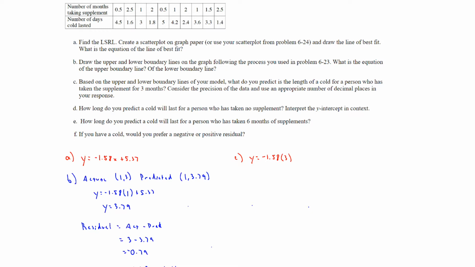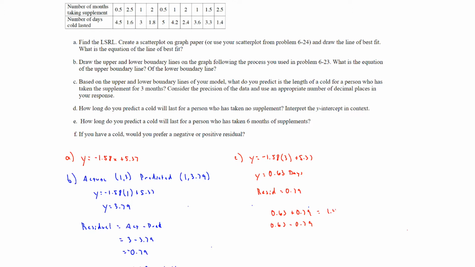So I'm going to plug in 3 for x into our least squares regression line, calculate what that is, and I get 0.63. So that's the number of days if we're predicting. But based on the upper and lower bound and the residual, that maximum residual being 0.79, I'm going to take 0.63 and add 0.79 to get that maximum value, and then I'm going to take 0.63 and subtract 0.79 to get that minimum value.